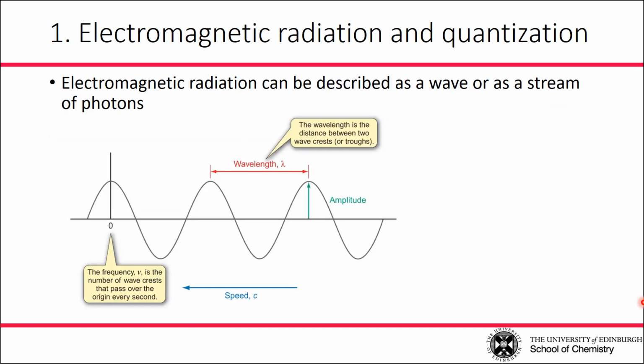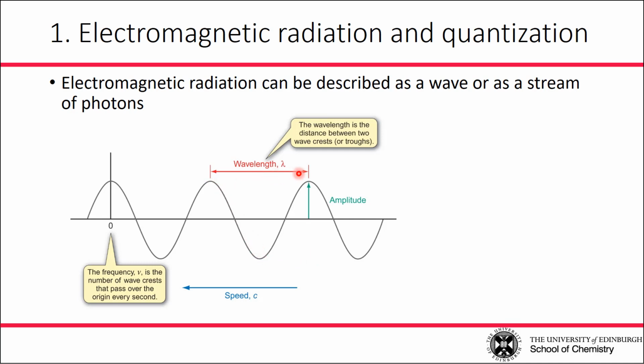The first key underpinning topic is electromagnetic radiation. Obviously, if spectroscopy is a study of the interaction of light, that is electromagnetic radiation, and matter, then we need to know what we mean by electromagnetic radiation. Electromagnetic radiation can be described as a wave or a stream of photons.